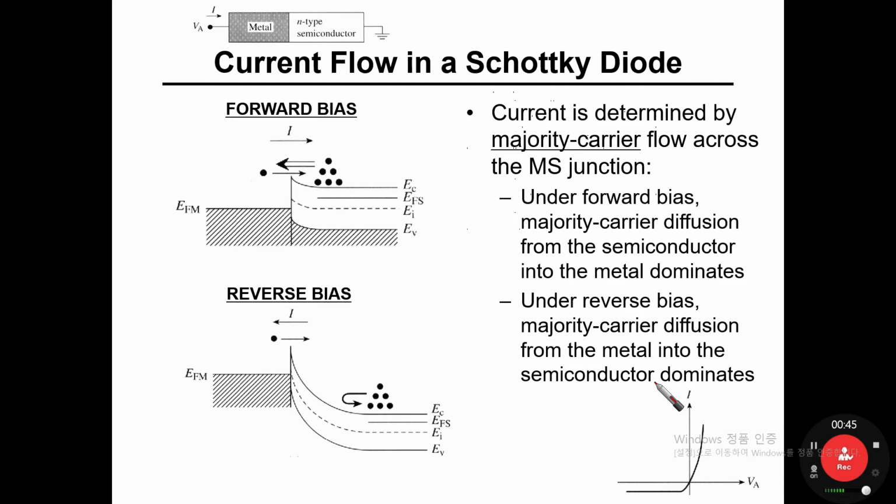With that in mind, let's move on to how the current flows in a Schottky diode, or MS diode. Herein, we are not talking about the ohmic contact. We are going to talk about the Schottky diode. Forward bias and reverse bias, those two words must be very familiar to you. Forward bias means the voltage applied onto the metal side is higher than the voltage applied on the semiconductor side.